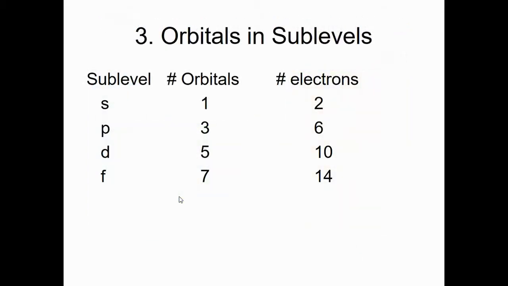Okay, so just to review, your sublevel S, orbital type S, you have 1 of them, you can put 2 electrons. Your P's, you have 3 of them, you can put 6 electrons in it. Your D's, you have 5 of them, you can put 10 electrons in it. And your F's, you have 7 of them. You can put 14 electrons in it.